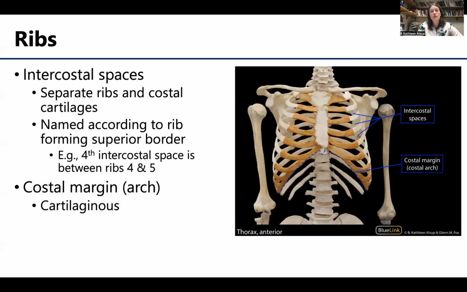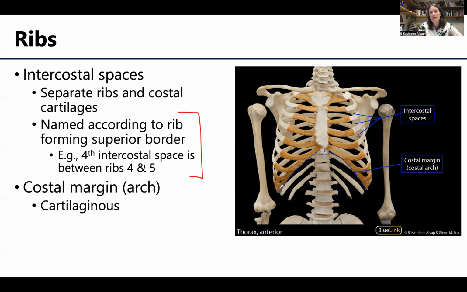Between the ribs and the costal cartilages, you will have what's referred to as intercostal spaces. And these are named according to the rib forming the superior border. So that 4th intercostal space is going to be between ribs 4 and 5. So that's how these are named. And this will be filled in during life with muscles. And we'll talk about that when we get to the muscles of the thorax.